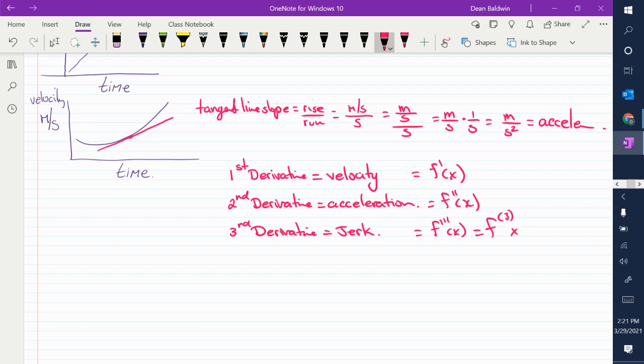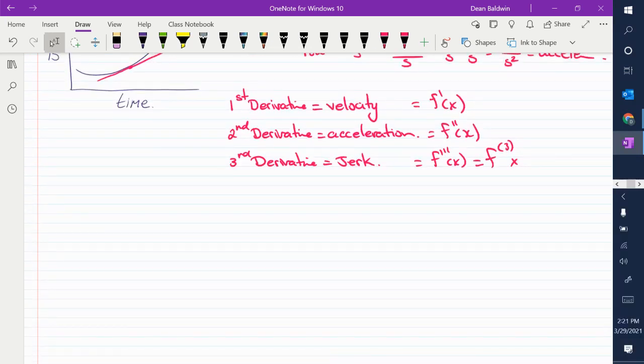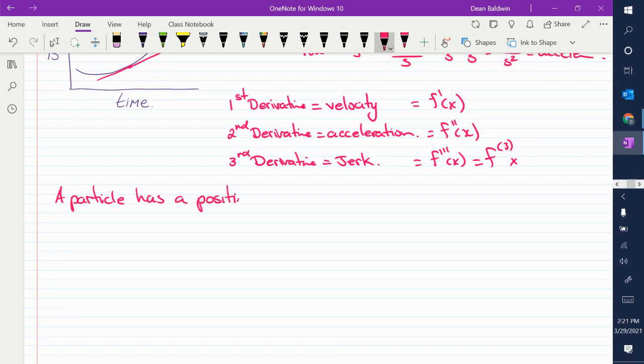So the standard question that you would get would be something like, a particle has a position function described by, let's do a parabola, x squared plus 3x plus 1. And it shouldn't be x's, it should be t's because we're doing t's.